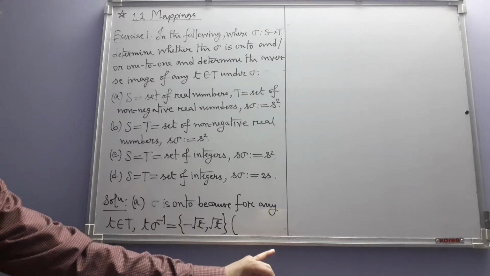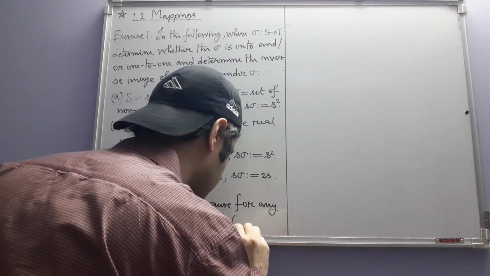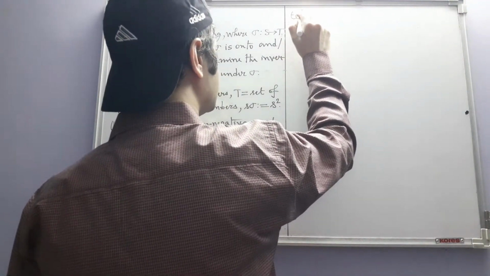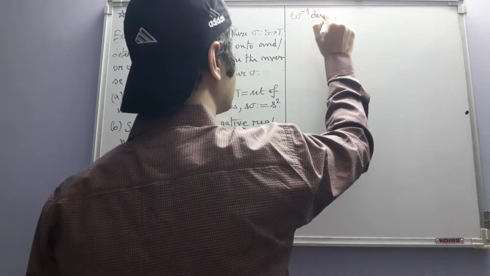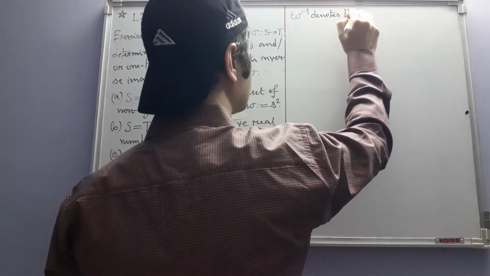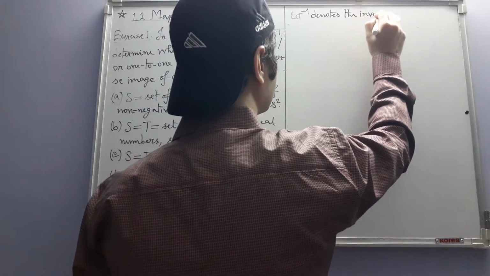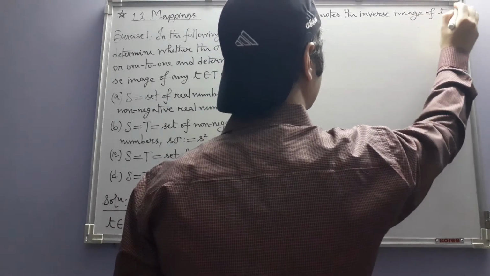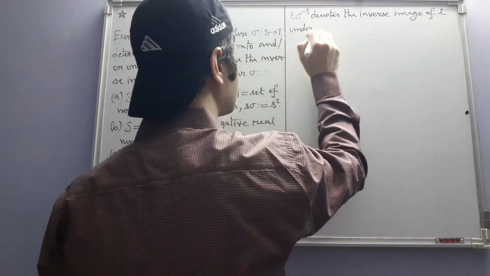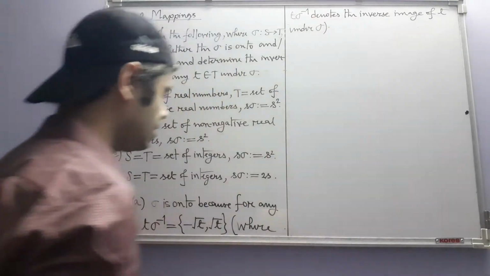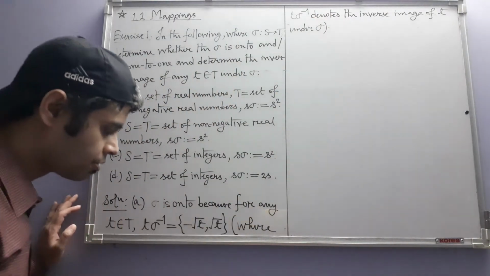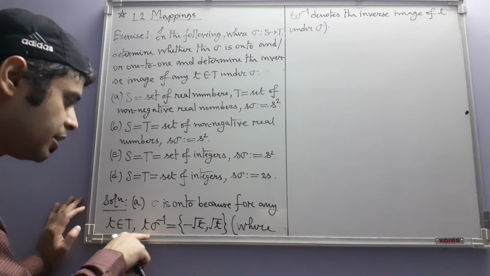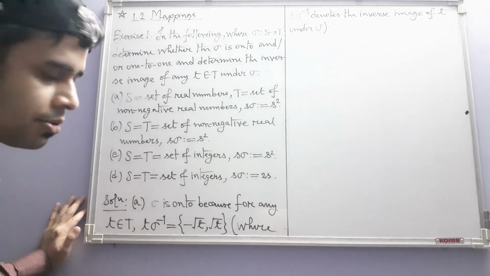So we have to mention it here, where t sigma inverse denotes the inverse image of t under sigma. And why am I saying that sigma is onto? It's because every element is the image of some element. That's why it is onto.